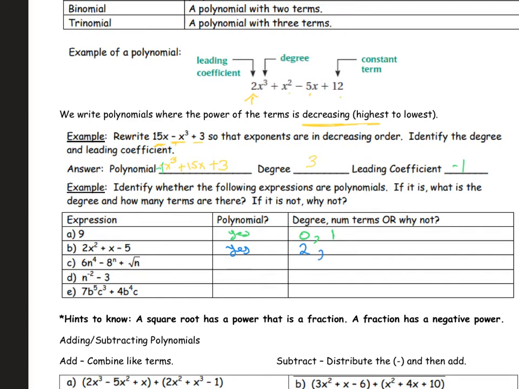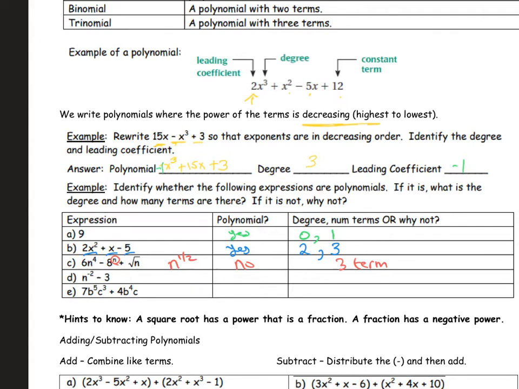And then how many terms do I have? I have 3 terms. I have 1, then I have 2, then I have 3. Next, 6 to the 4th minus x to the n power plus the square root of n. So square root of n can be written as n to the 1/2 power. 1/2 is not a whole number, so it's not a polynomial. Same thing with n. So I can't really tell the degree because I don't know what n is. But it does have 3 terms.